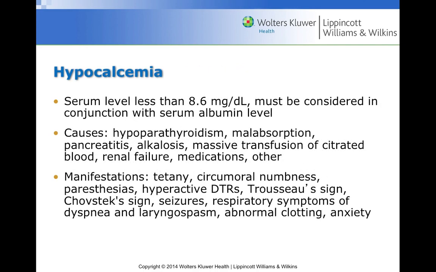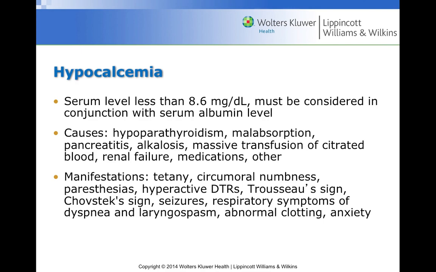And now let's look at calcium imbalances. More than 99% of the body's calcium is located in the skeletal system. It is a major component of bones and teeth. About 1% of the skeletal calcium is rapidly exchangeable with blood calcium, and the rest is more stable and only slowly exchanged. The normal total serum calcium is 8.6 to 10.2 milligrams per deciliter.